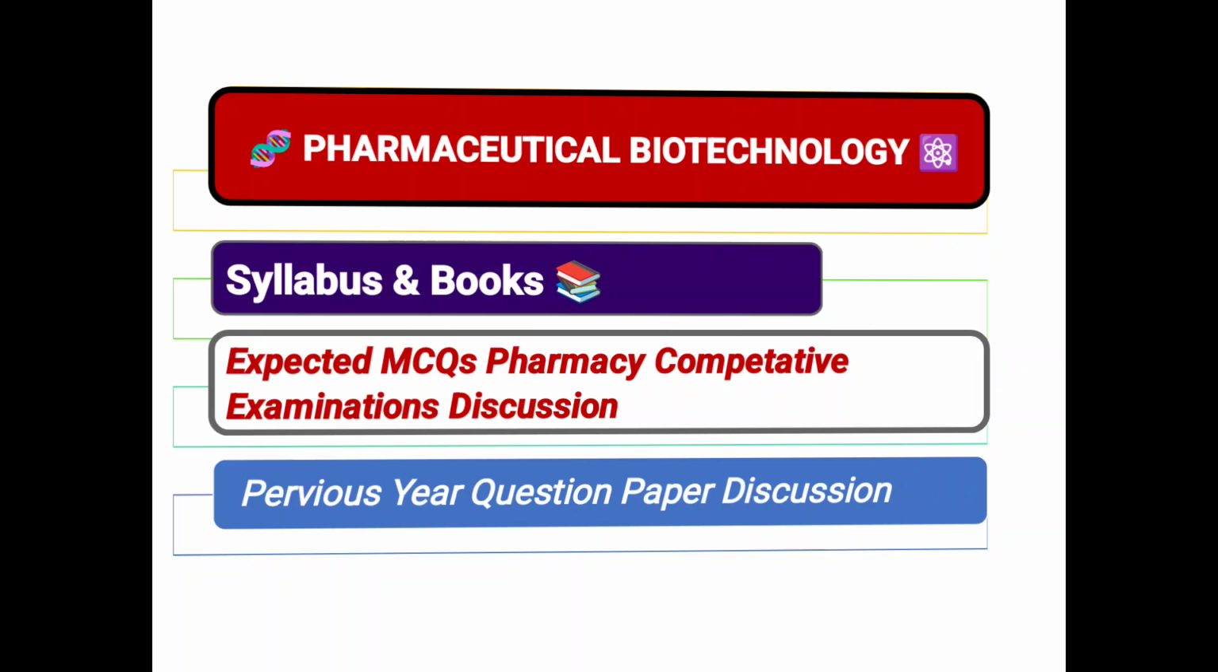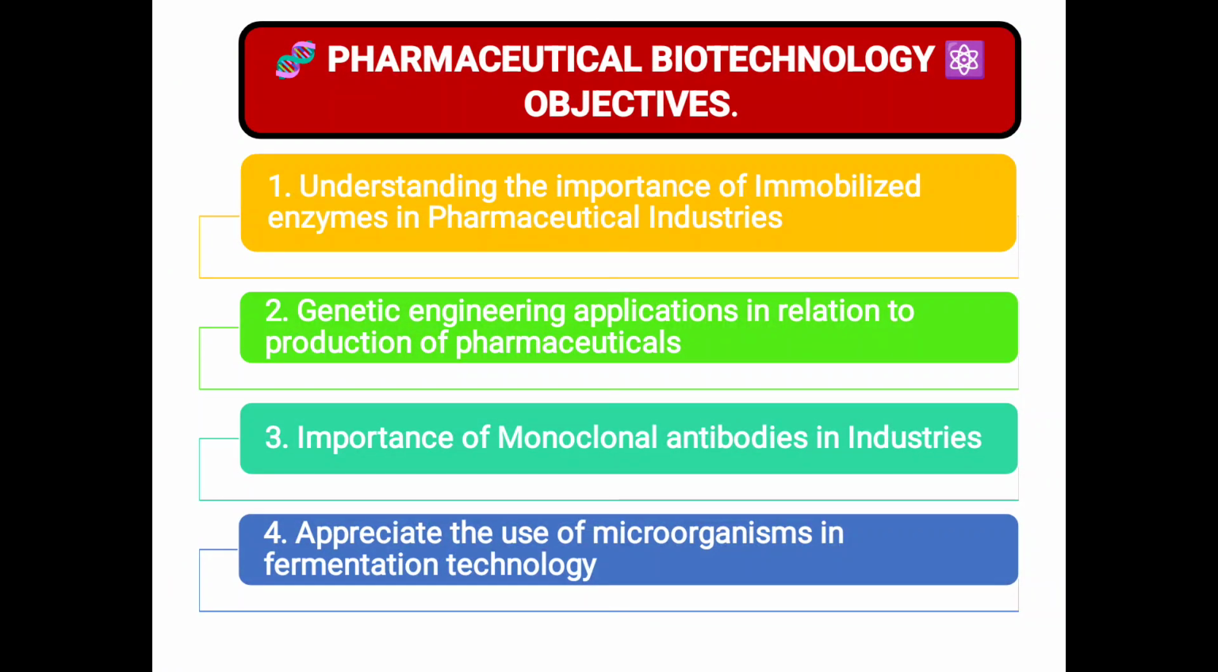So let's start today's lecture. Pharmaceutical biotechnology objectives. The first objective is to understand the importance of immobilized enzyme in the pharmaceutical industry. Second, genetic engineering application in relation to production of pharmaceuticals. Also the importance of monoclonal antibodies in industry. Also use of microorganisms in fermentation technology.